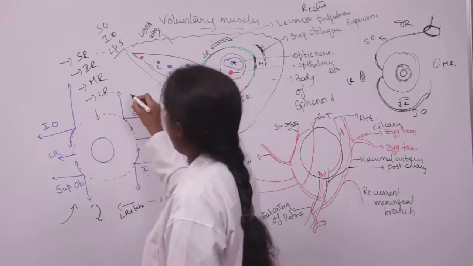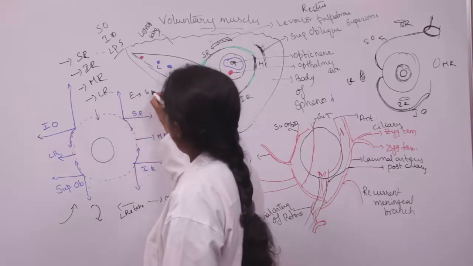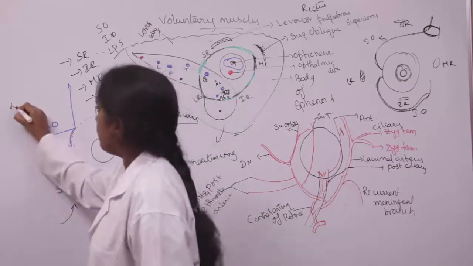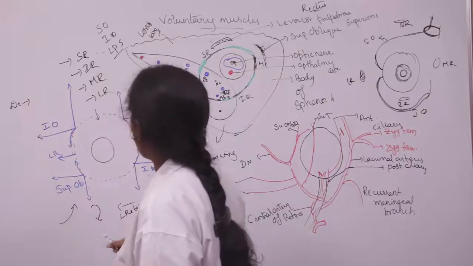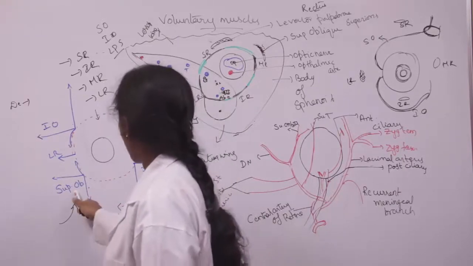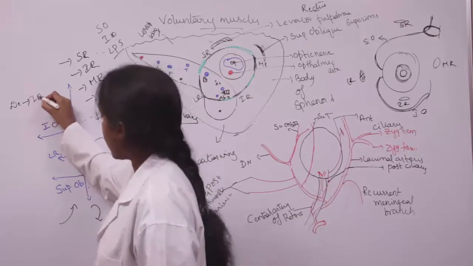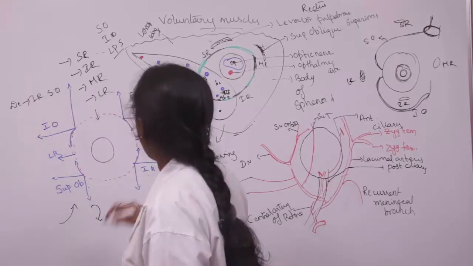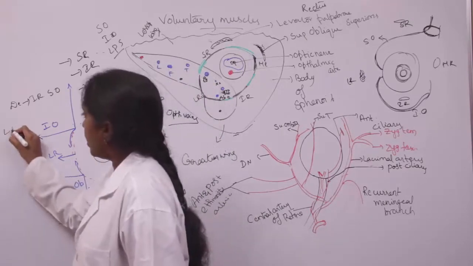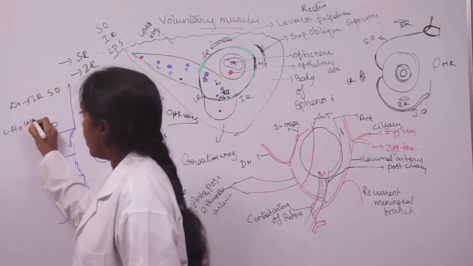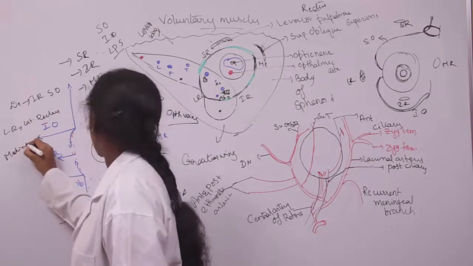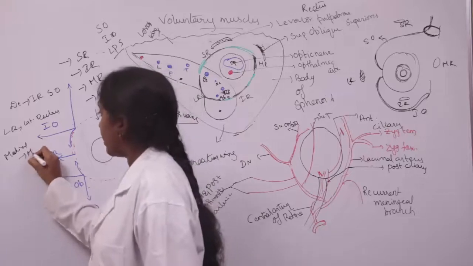The elevation is caused by the superior rectus as well as the inferior oblique. Coming to the depression, depression means downward arrow, it is caused by the inferior rectus as well as the superior oblique. Coming to the lateral rotation, it is by the lateral rectus muscle, and medial rotation by the medial rectus muscle.